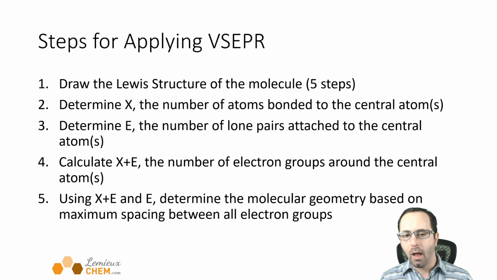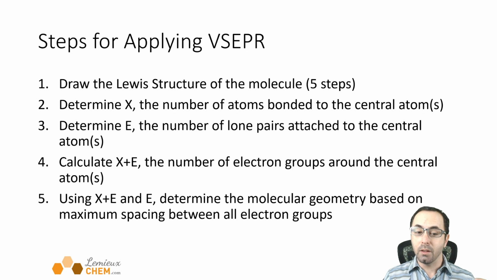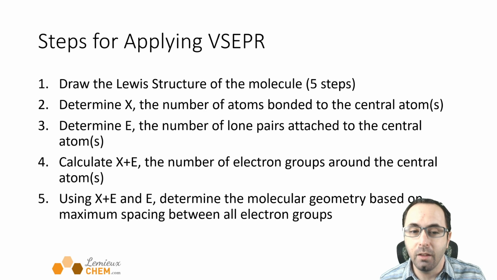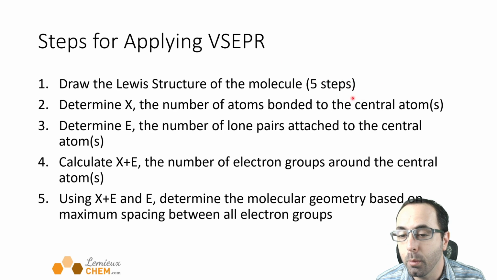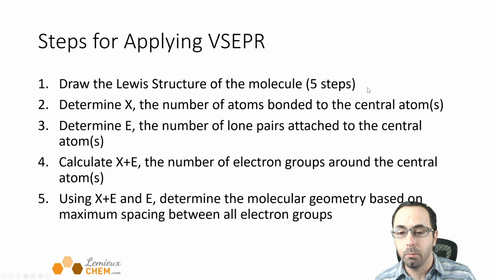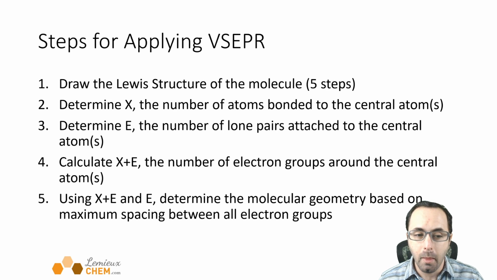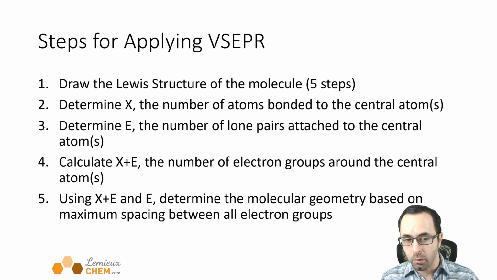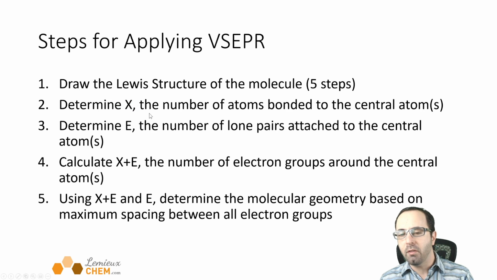So to apply VSEPR, there are 5 types of things that you're going to have to do. Oh my gosh, now we're up to 9 steps, because the first of these 5 steps is that you have to draw a Lewis structure. So that will take up to 5 steps, either 4 or 5 steps. Then you look at the Lewis structure and you determine what we're going to call X. X is the number of atoms that are bonded to the center atom.